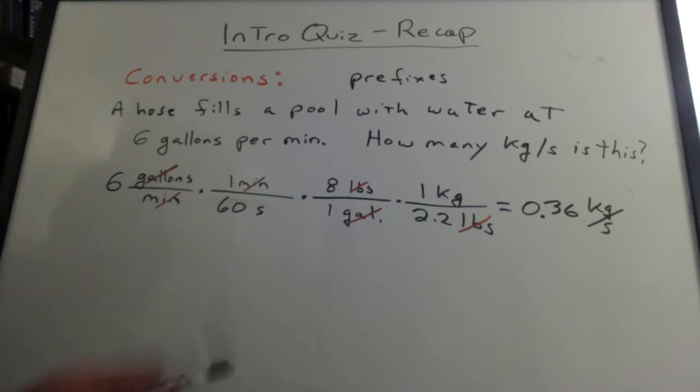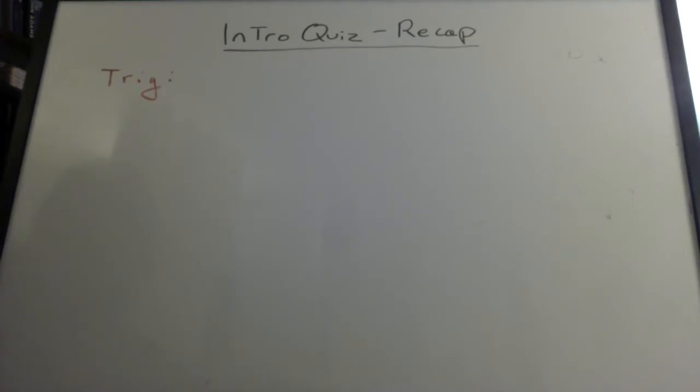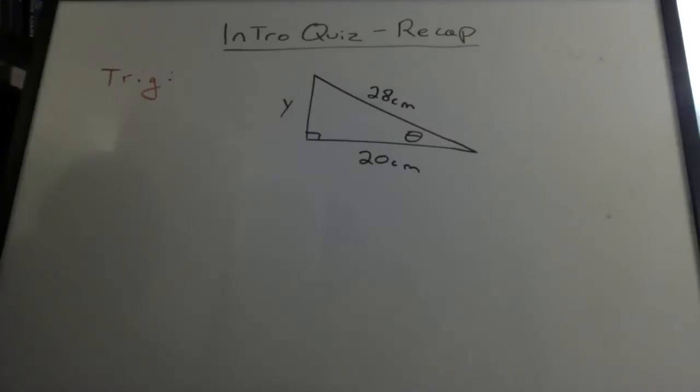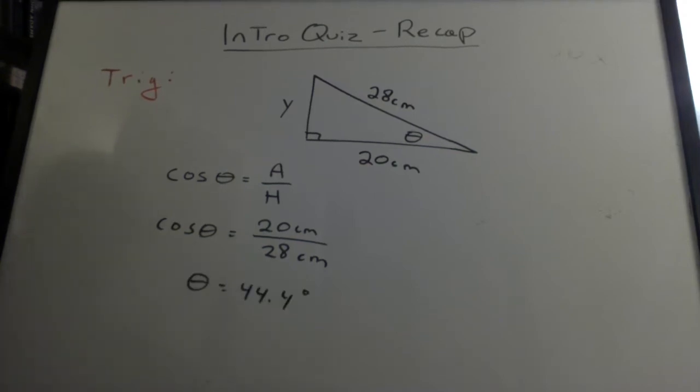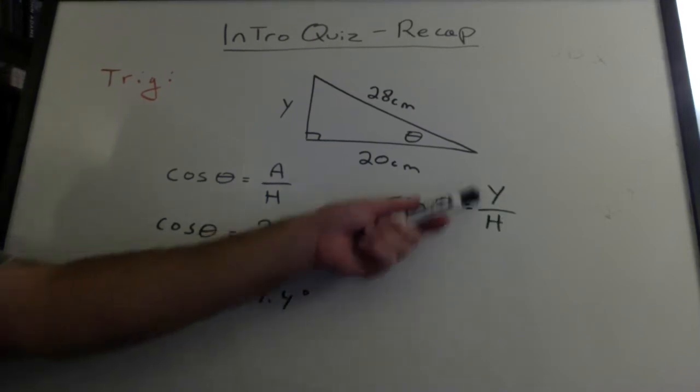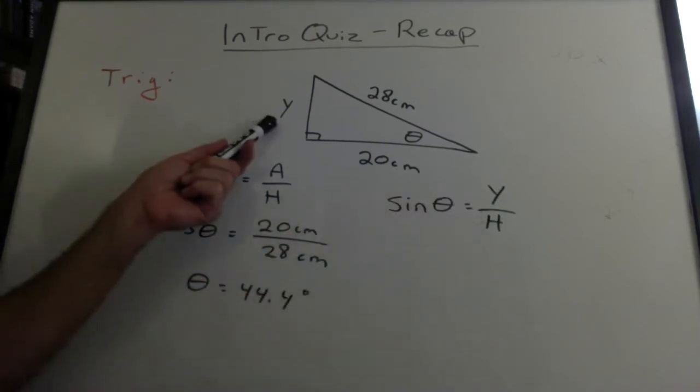If you're not sure about any of the conversions, check the chapter notes. There's a nice table in there for you to use. Then we had a few trig problems. Here's a simple one. That's a right triangle. Find theta and y. If I use cosine theta equals adjacent over hypotenuse, I can now use inverse cosine and solve for theta. I get 44.4 degrees. We can use sine equals opposite over hypotenuse to get y.